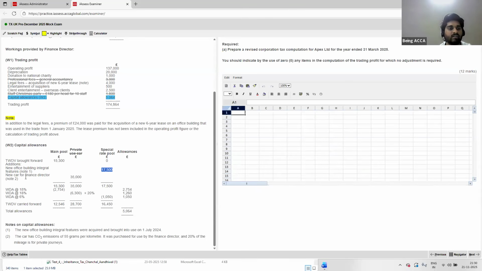Next is a new car for the finance director, which has note 2. The car has CO2 emissions of 55 grams per kilometer. It was purchased for use by the finance director, and 20% of the mileage is for private journeys. So here we can see this car has CO2 emissions of 55 grams per kilometer, which means it should be forming a part of the special rate pool, but it was included as a private use car, and the WDA has been taken at 18%, which is not right. It should be taken as a part of the special rate pool. So there's a mistake in the calculation of this as well.